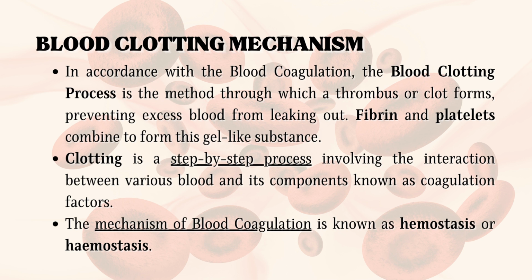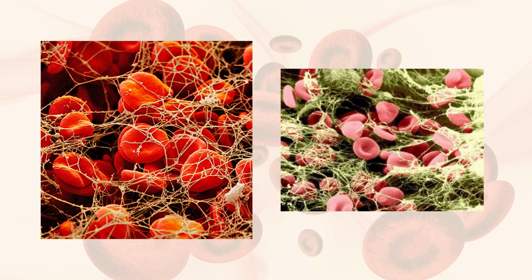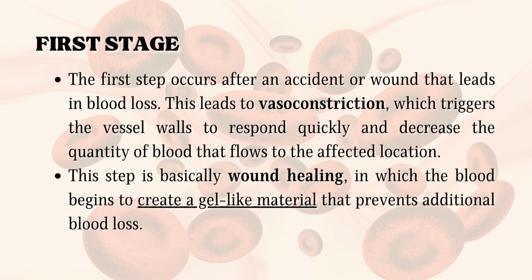The mechanism of blood coagulation is known as hemostasis or homeostasis. This is what it looks like. For the first stage, this occurs after an accident or wound that leads to blood loss. This leads to vasoconstriction, which triggers the vessel walls to respond quickly and decrease the quantity of blood that flows to the affected location. This step is basically wound healing, in which the blood begins to create a gel-like material that prevents additional blood loss, like I mentioned earlier.